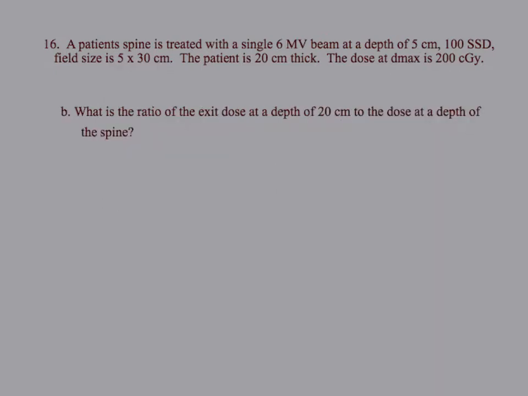Now let's carry that on to B. What is the ratio of the exit dose at a depth of 20 to the dose at the depth of the spine? Now, I can look at my percentage depth dose. I want to use my percentage depth dose again, but I need to know what it is at 20 cm. Earlier, I looked for the percentage depth dose at a depth of 5 cm. So again, we're going to have to interpolate using our table.